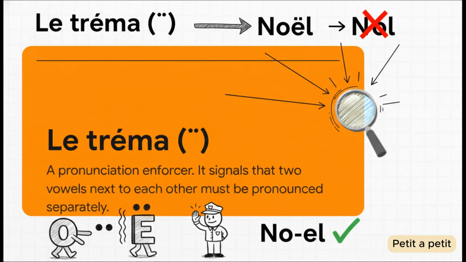And here's another enforcer, the tréma, those 2 little dots. Think of it as a pronunciation traffic cop. It sees 2 vowels right next to each other, about to get smushed into one sound, and it blows the whistle. The classic example is Christmas, Noël. Without those dots, the O and E would blend together into a single sound. But the tréma stands right in the middle and says, hey, you two, pronounce yourself separately. And that's how we get Noël.